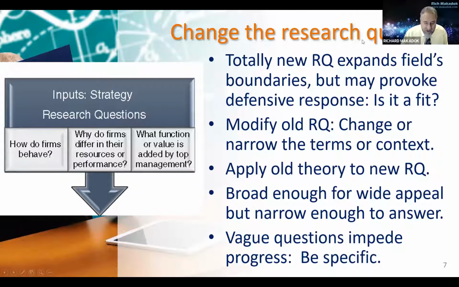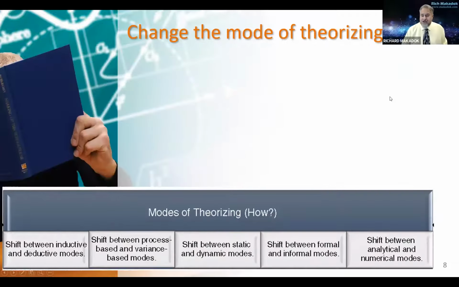Okay, so that takes care of what I have to say about the research question. So now we're going to move into the middle box in the figure 1 diagram and look at each of the different levers of the theorizing process. So the first one is the mode of theorizing. The mode of theorizing is the lever that defines how we theorize.